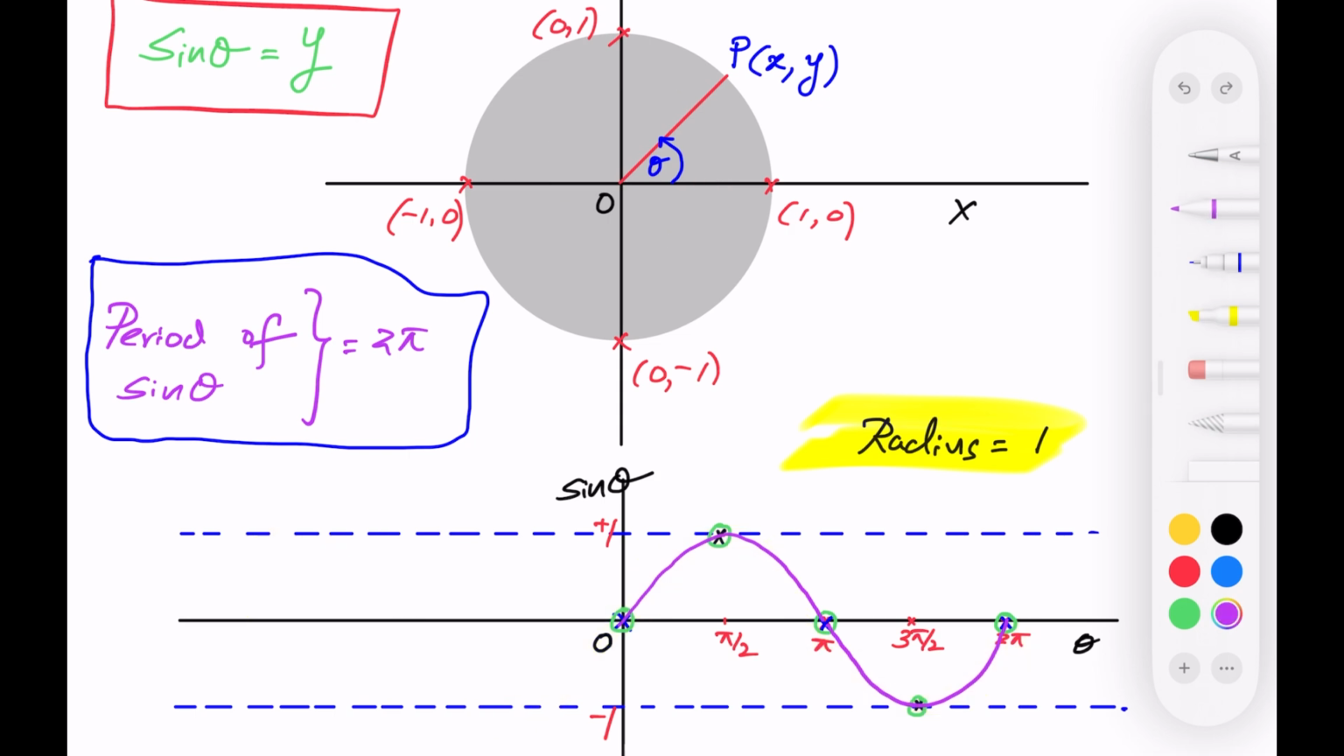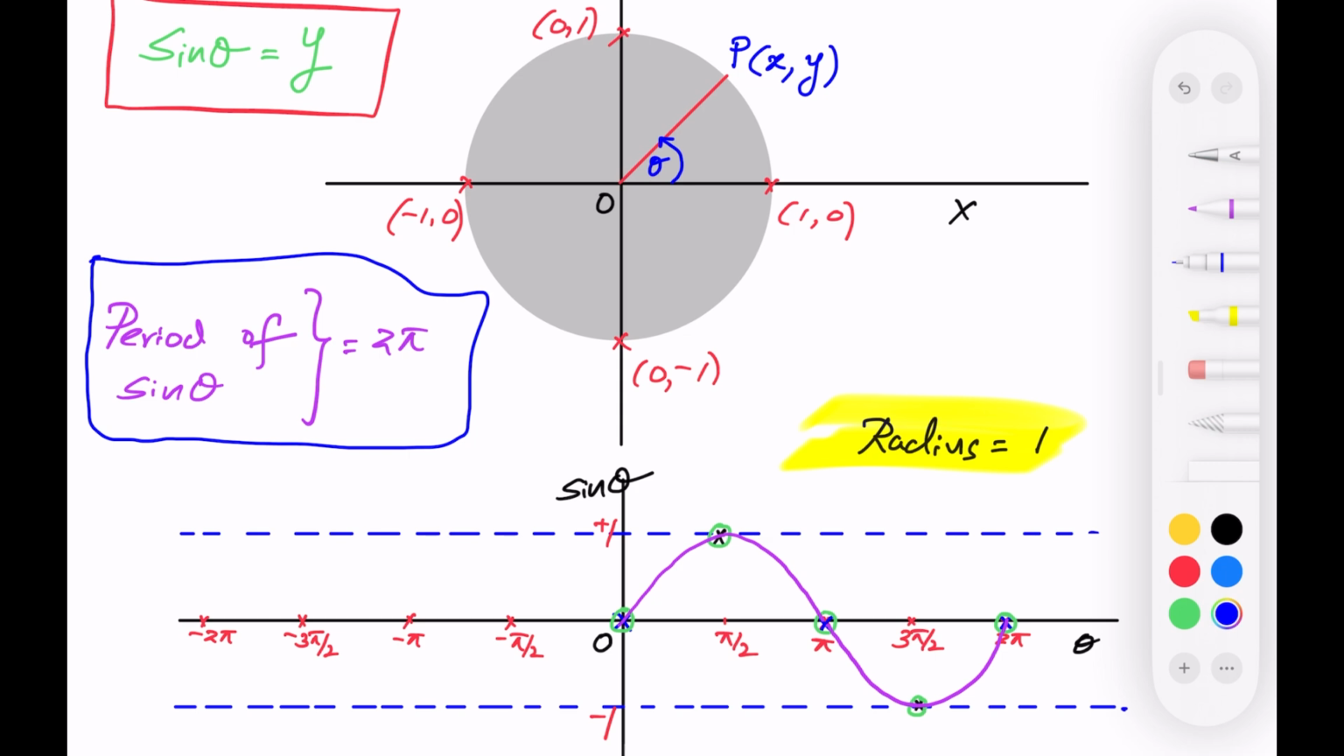I will once again need those coordinates like pi over 2, pi, 3 pi over 2 and 2 pi. I will need those values on the left hand side as negative values. So let me show negative pi over 2, negative pi, negative 3 pi over 2 and negative 2 pi.